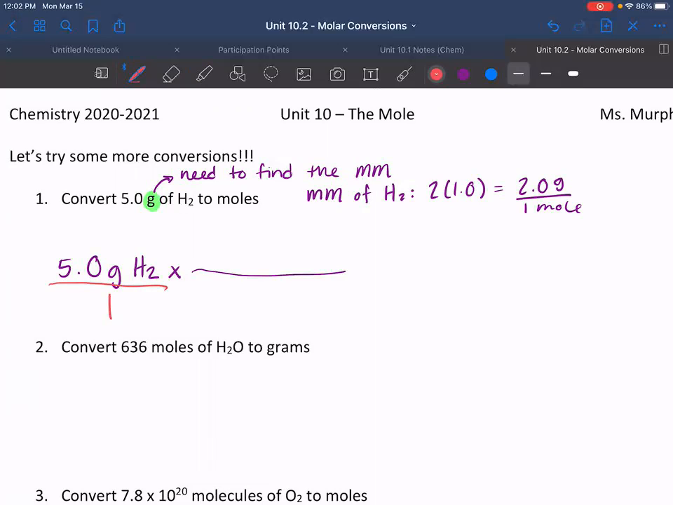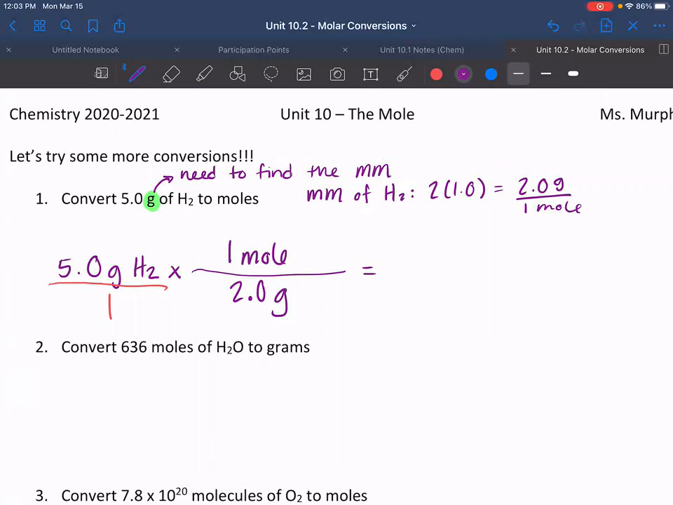there's a couple ways to think about this. One, we want our grams to cancel. If we want our grams to cancel, do we want grams on the top or bottom of our conversion factor? On the bottom. So are we going to keep this the same or flip it? Flip it. So we're going to put the 2 grams on the bottom per 1 mole. Do we need to do anything else? Nope. Now we just calculate this.